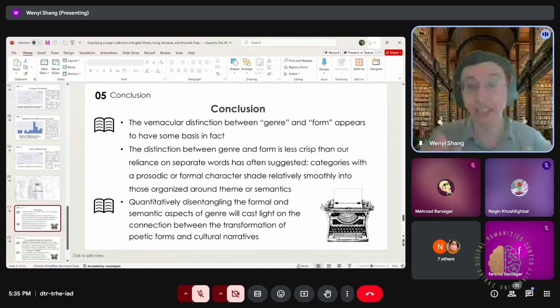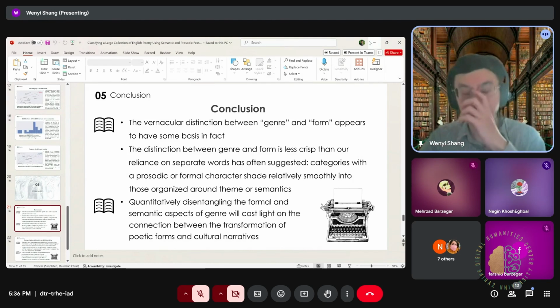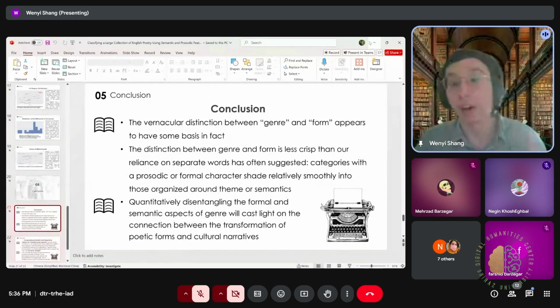So we can see clear evidence that some poetic categories are better defined mostly by the prosody they're using, so they could be more similar to a form. And some other categories are better defined by the words they're using, so they could be closer to genre. So there are some differentiations between genre and form in the prosodic and semantic features. However, the distinction between genre and form is less crisp than our reliance on separate words has often suggested.